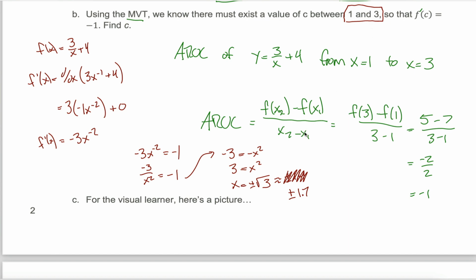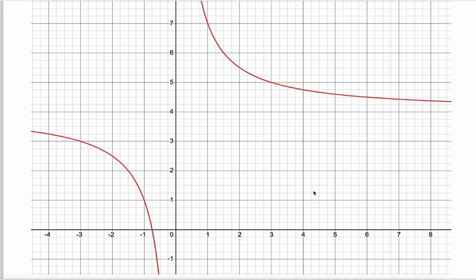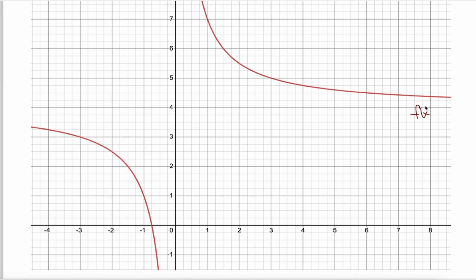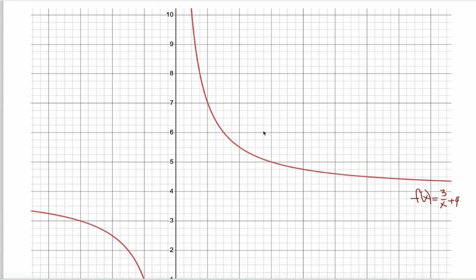It's pretty easy to get lost in the algebra of what we're doing here. So in case it helps, here's a picture of what's going on. Here's my function, f of x equals 3 over x plus 4. Really what I did is I took the graph of 1 over x, which kind of looks like this, and I stretched it vertically by a factor of 3, and then I shifted it up 4 units, and that produced the graph that you see in front of you.